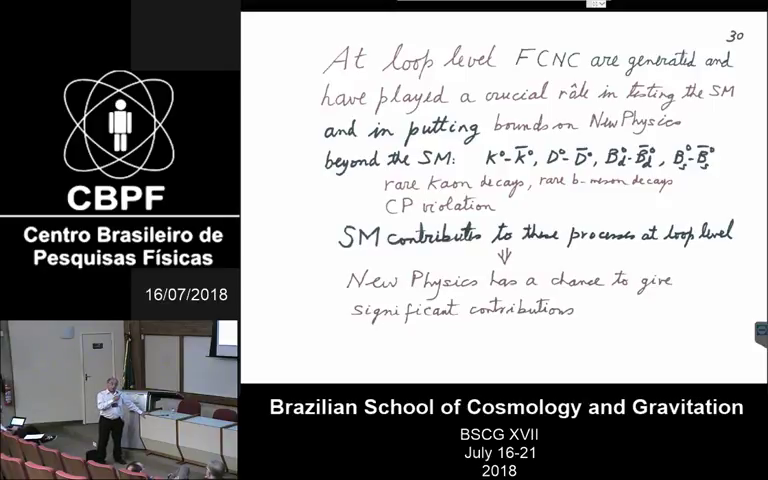And the kind of model that I mentioned with vector-like quarks is one example where you can have new contributions to all these mixings that completely affect the so-called unitarity triangle.